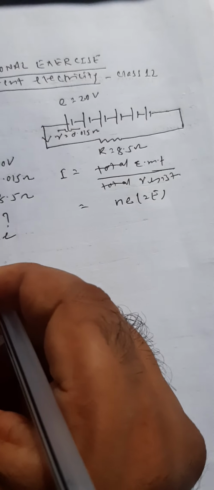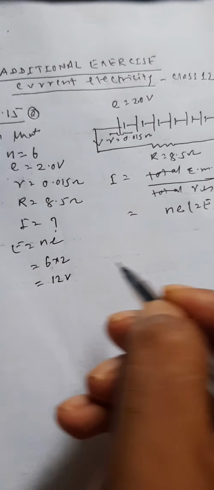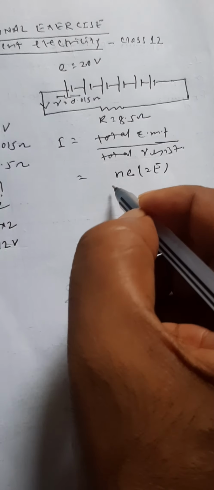So the current equals total EMF by total resistance. Total EMF means nE equal to capital E. So here capital E equal to nE equal to 6 into 2 equal to 12 volt.